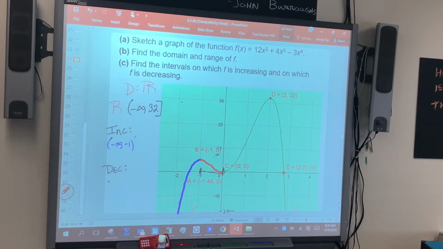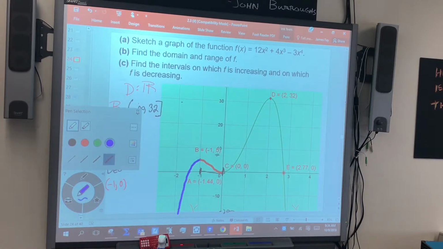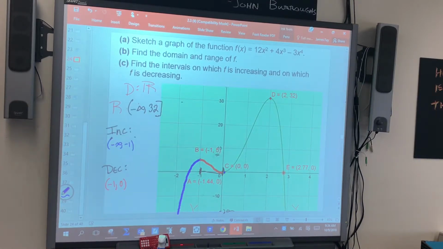So decreasing from negative 1 to 0. And then after that, what's the graph start doing again? Starts increasing again, right? Increase, increase, increase. Keep doing that until I get to that point right there. So what were the x values that the blue portion of the curve is increasing for? 0 to 2. 0 to 2.